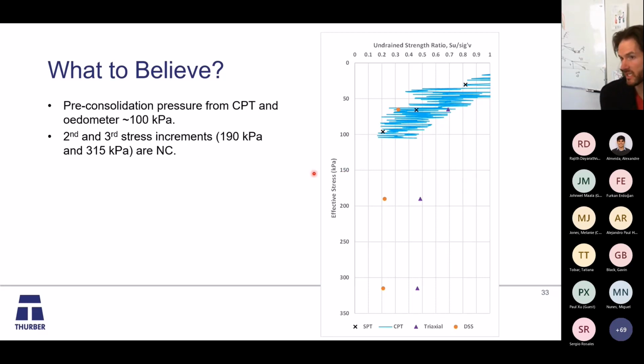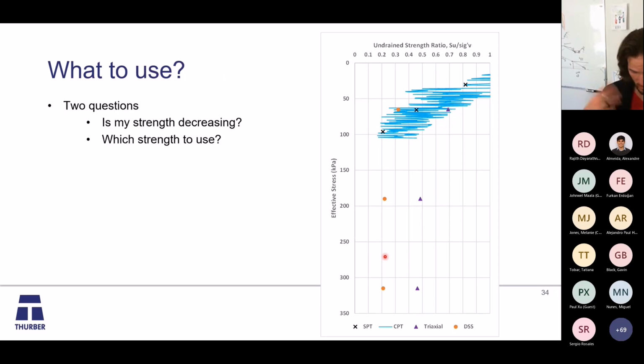From the CPT, pre-consolidation pressure is about 100 kPa. So that means these stress increments down here are normally consolidated. So then it comes to design, and I have to ask, okay, well, is my strength decreasing? Which strength should I use?